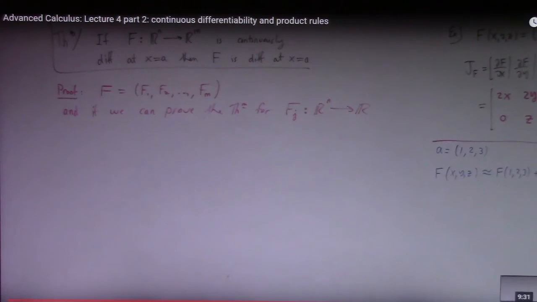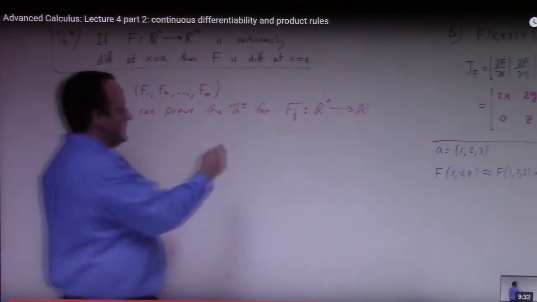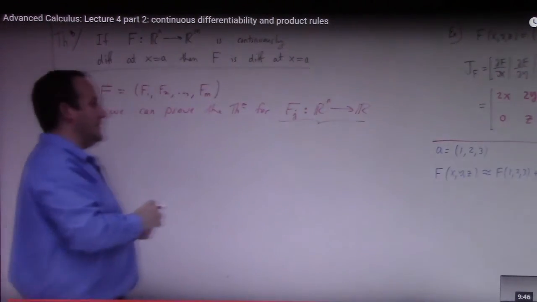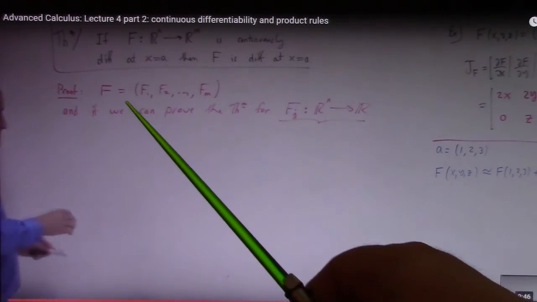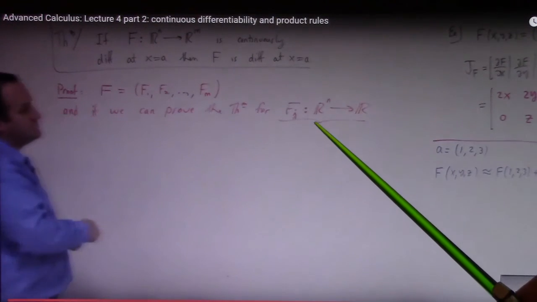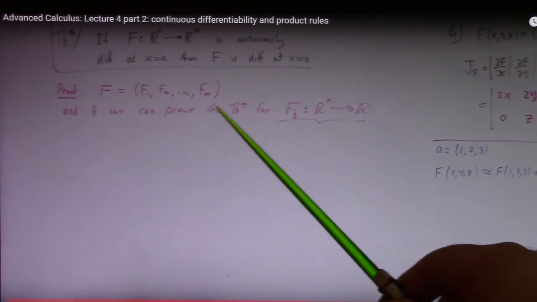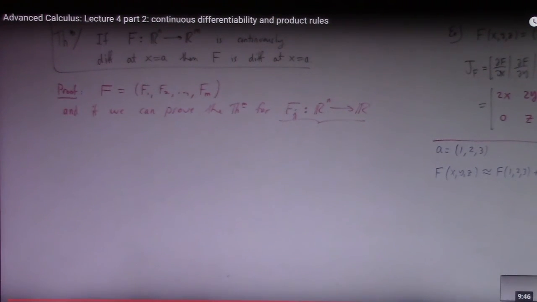So, let's see, do I say anything else? I think that's pretty much it. And the point, of course, is again that we use the vector limit theorem. If I can prove this theorem for a component function, then I have proved it for the whole thing because of the vector limit theorem.